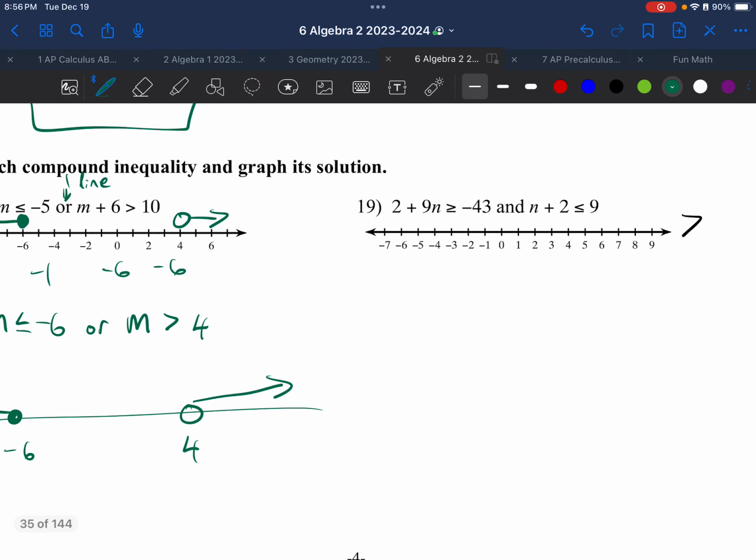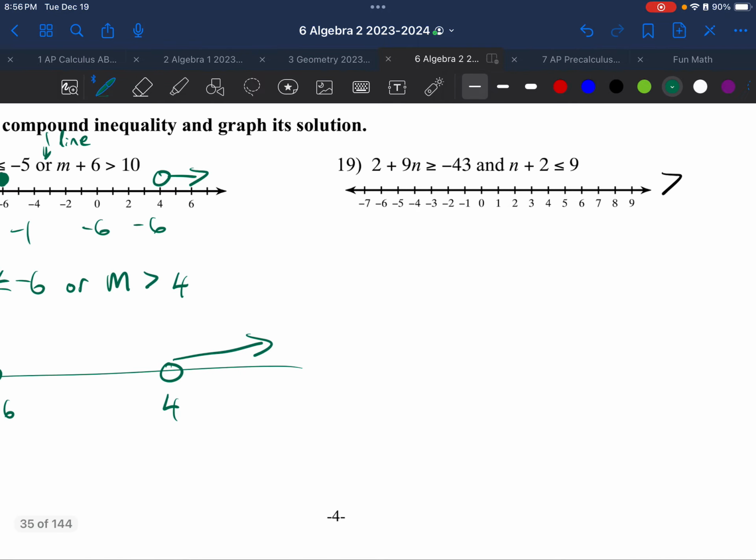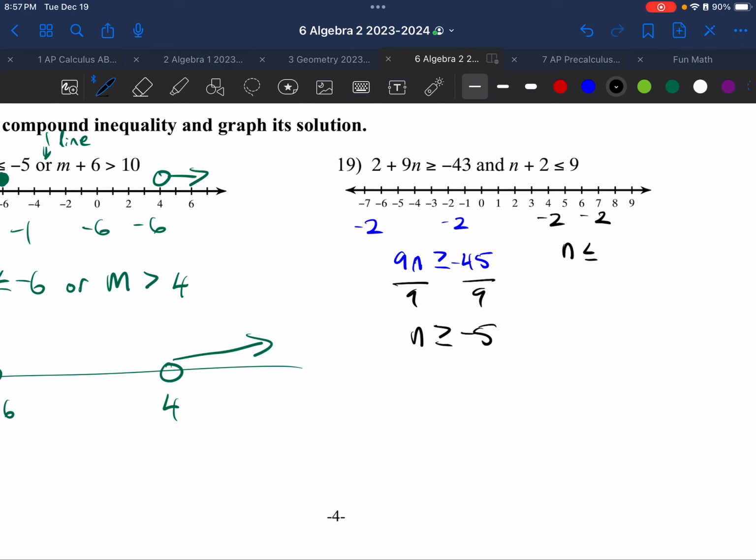And number 19, I'm sure we're going to have to do something a little bit different. I don't know what that is there. All right, let's go ahead and solve. Let's go ahead and subtract 2. I'm going to do it down here. Subtract 2, 9n is going to be greater than or equal to negative 45. That's an n. And then I'm going to divide by 9, n is now greater than or equal to negative 5. Subtract 2, n is going to be less than or equal to 7.